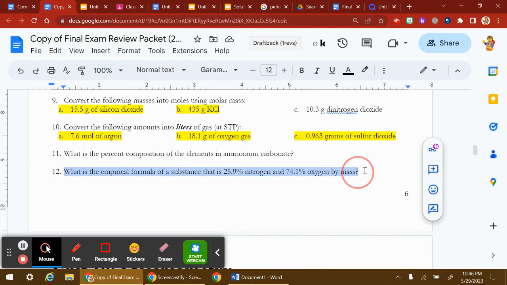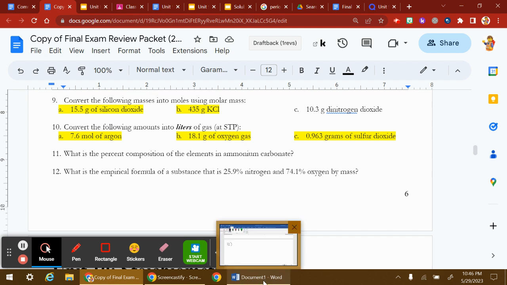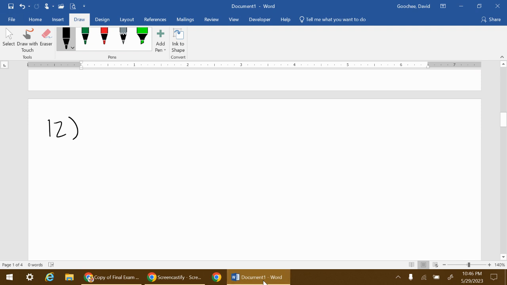What is the empirical formula of a substance that is 25.9% nitrogen and 74.1% oxygen? All right, so this is basically doing percent composition in reverse. So 25.9% nitrogen and 74.1% oxygen. From this percentage, we got to get back to a formula, which is the opposite of the percent composition where you had a formula and you had to get to the percentage breakdown.